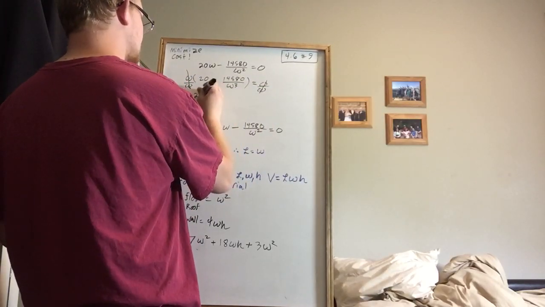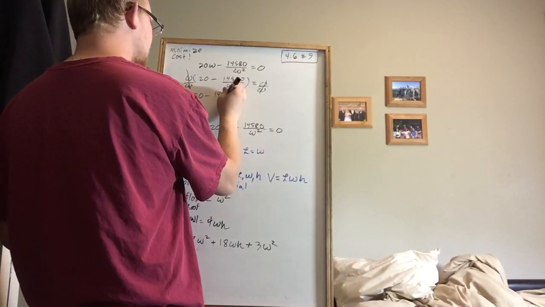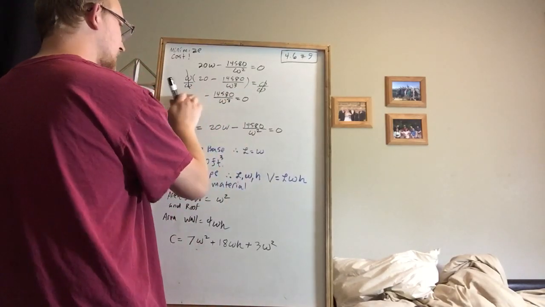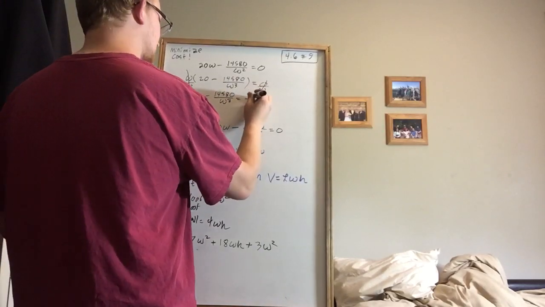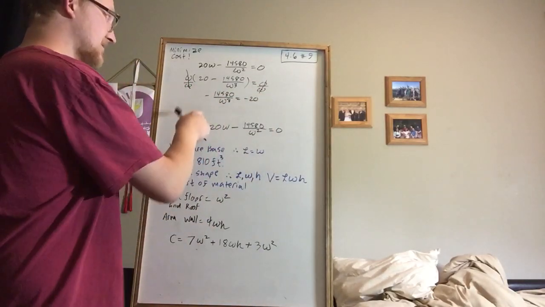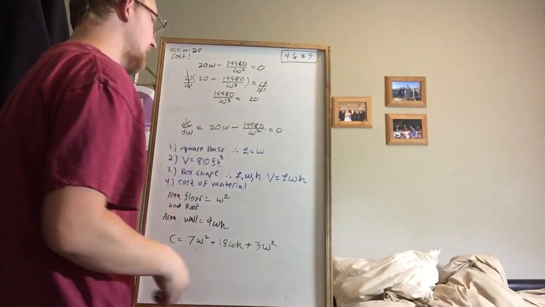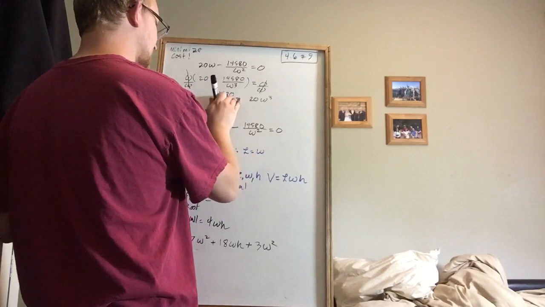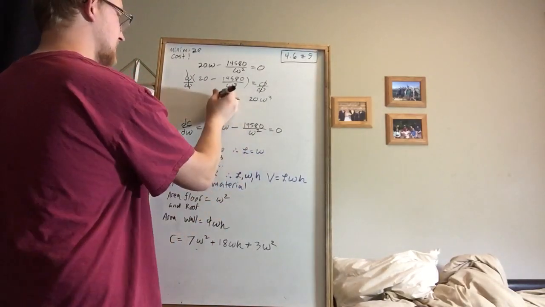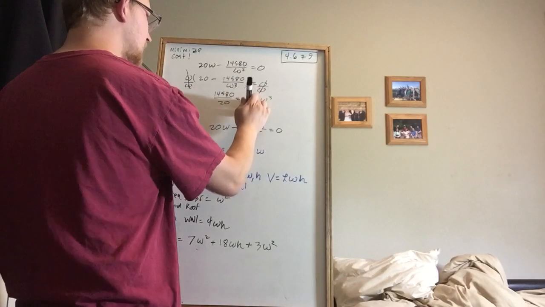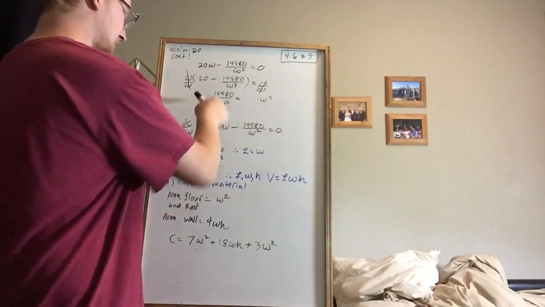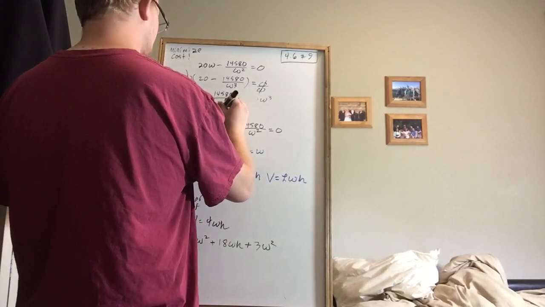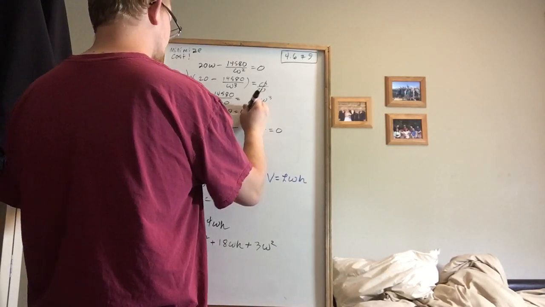And then what we're left with is 20 minus 14,580 over w cubed equals 0. We'll subtract 20 over, multiply both sides by a minus sign, which is going to get rid of that. We're going to multiply w cubed on both sides, just like that. Then we're going to divide both sides by 20. And this number, 14,580, divided by 20 is 729, and that's equal to w cubed.